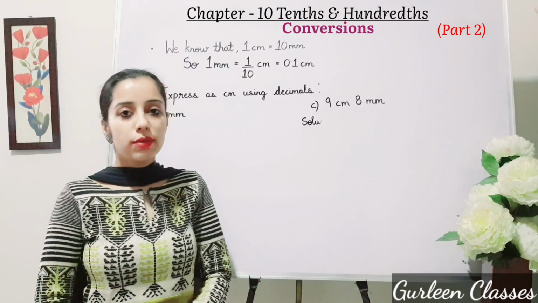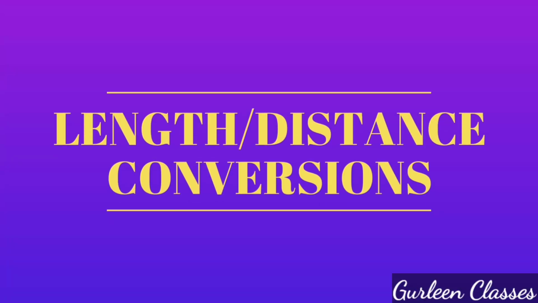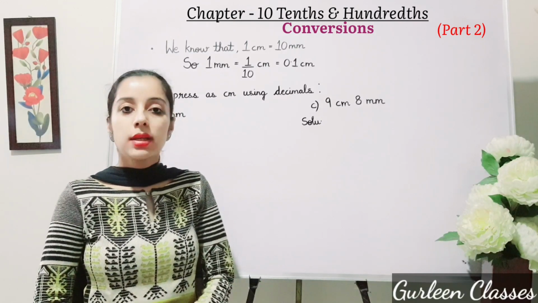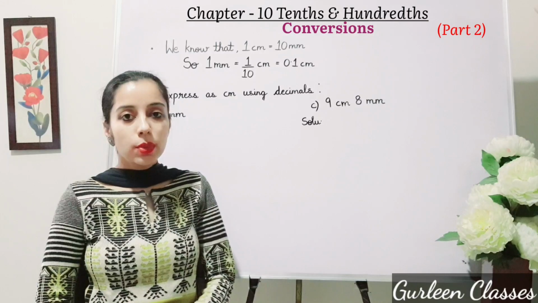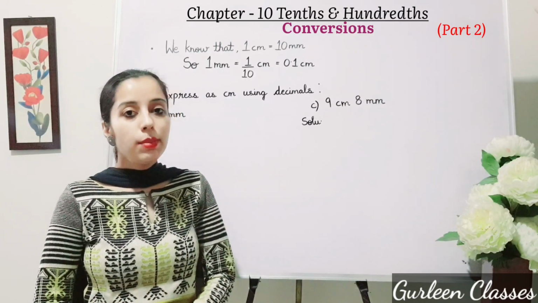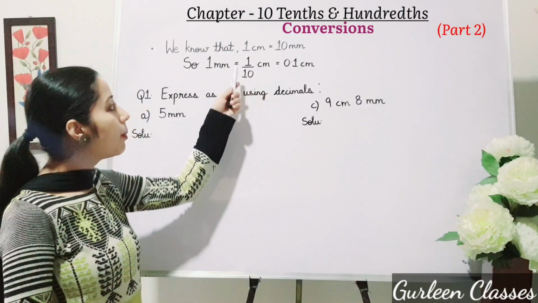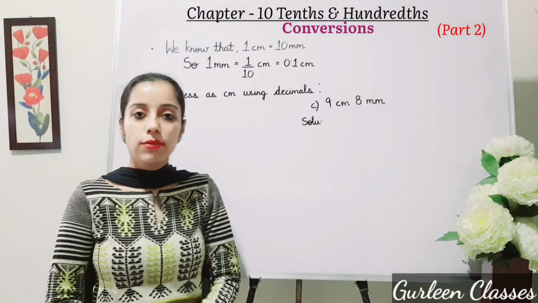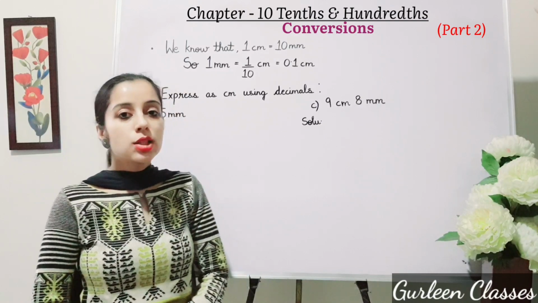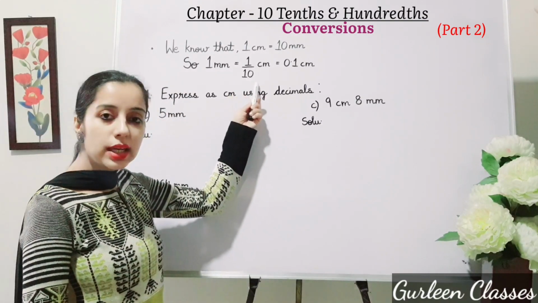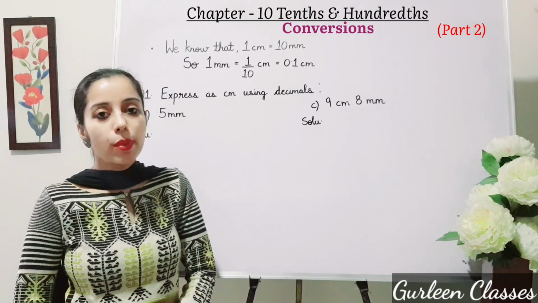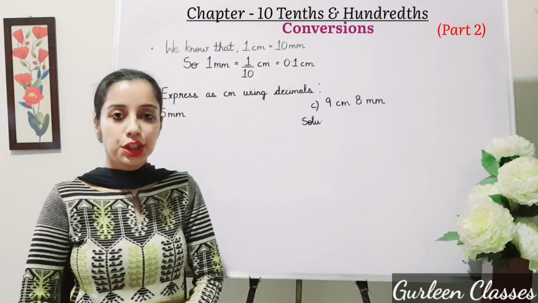So now let us do conversions. We know that 1 centimeter is equal to 10 millimeter. So 1 millimeter is equal to 1 upon 10 centimeter. I hope students now you all know how to convert fractions into decimals. In the denominator you have only one 0, so after the decimal there will be only 1 digit. That is 0.1 centimeter.